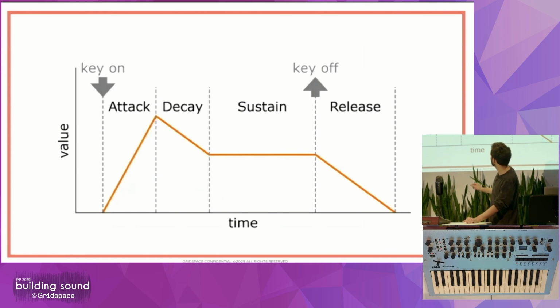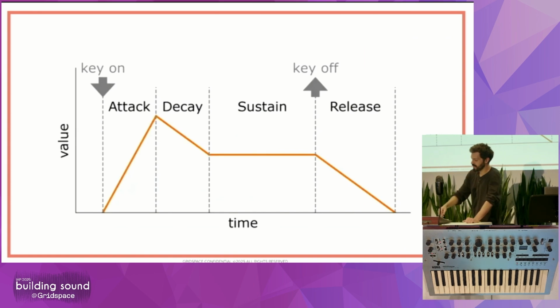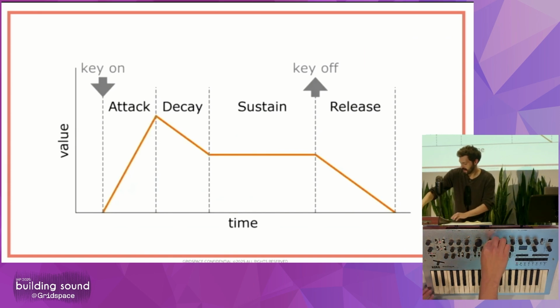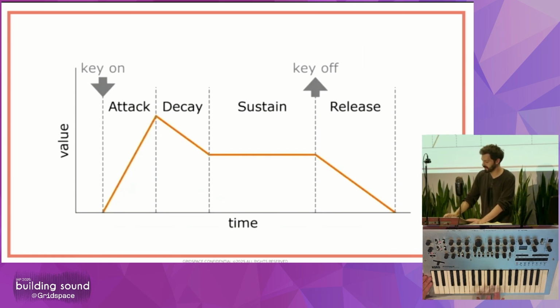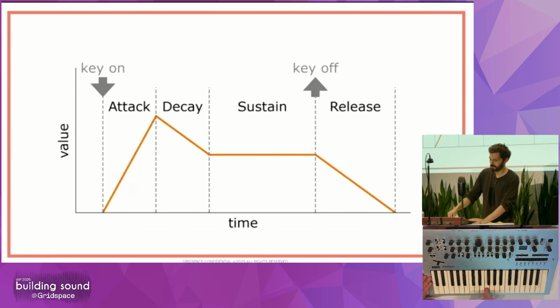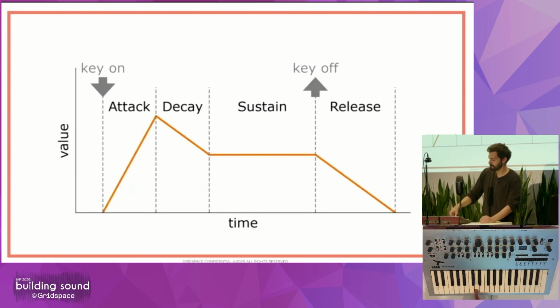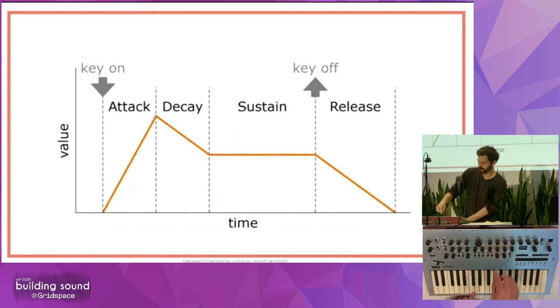So for example, attack, if I change this knob that says attack and make it bigger, what that's doing is moving this line to the right. So it's making the attack take longer. So you can see as I hit the key down, it's taking a long time to get to its full volume, and if I make that smaller, that time changes.